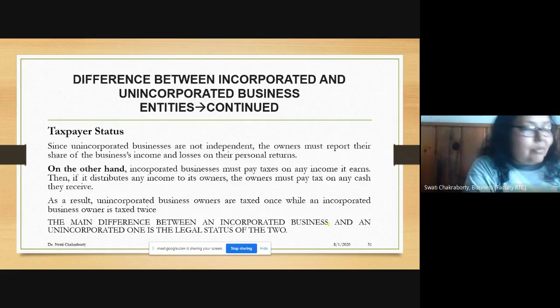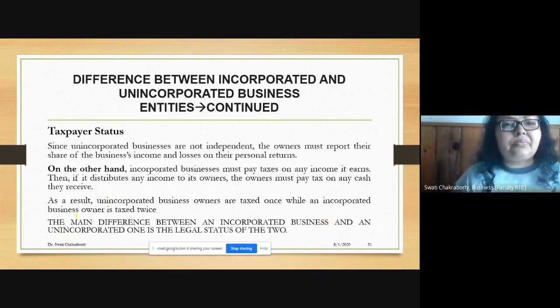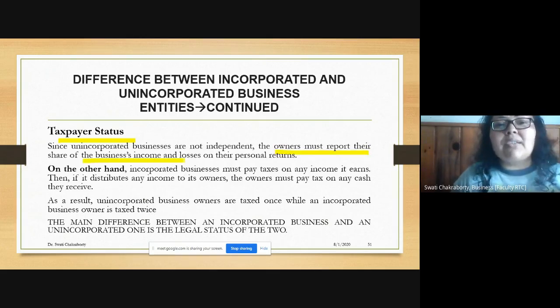Taxation, or let's go into taxpayer status. For unincorporated businesses, since they are not independent of the owners, owners must report their share of the business income and loss on their personal returns. Corporate houses pay taxes on any income they earn. It has nothing to do with the owners.